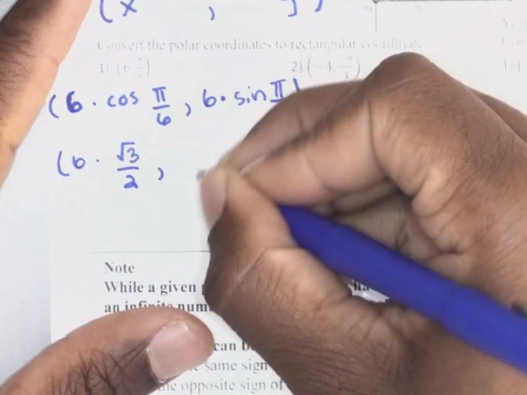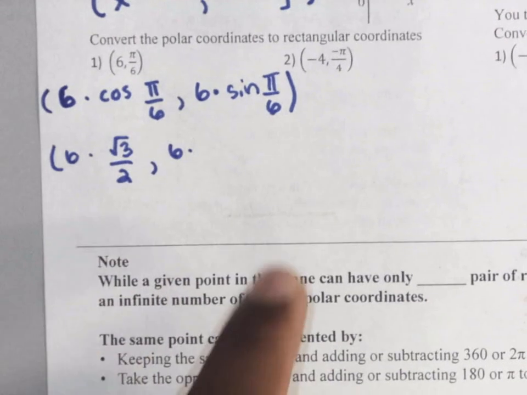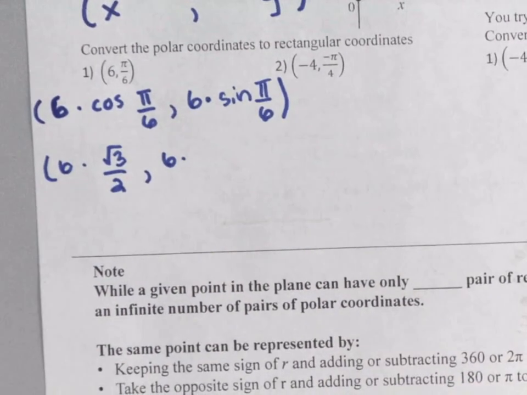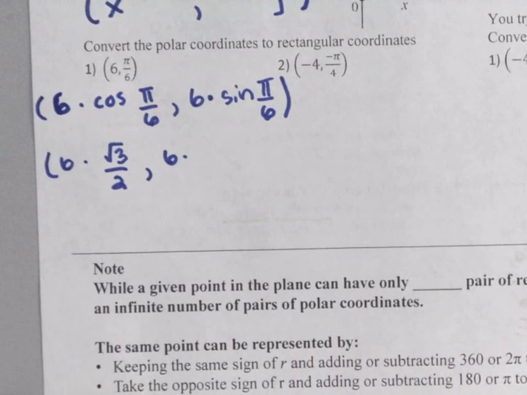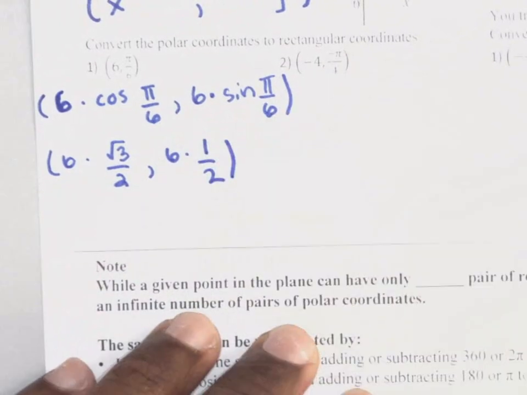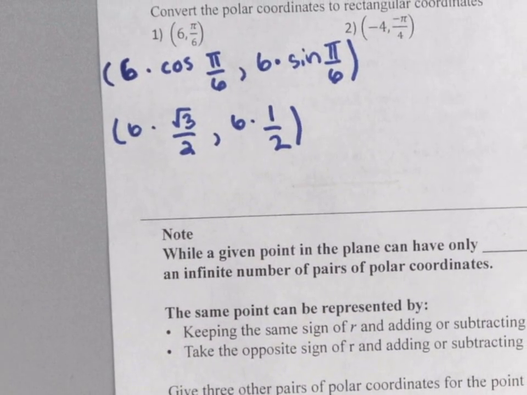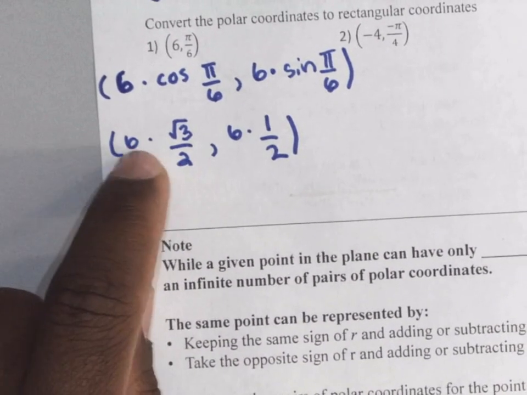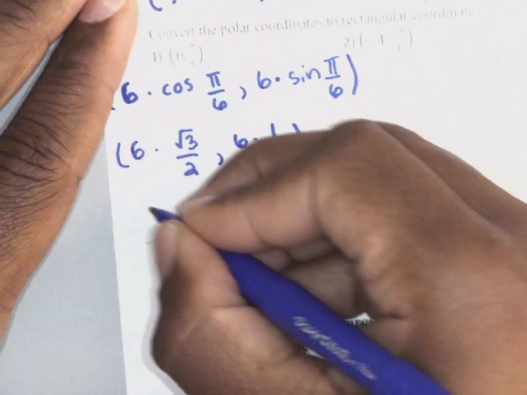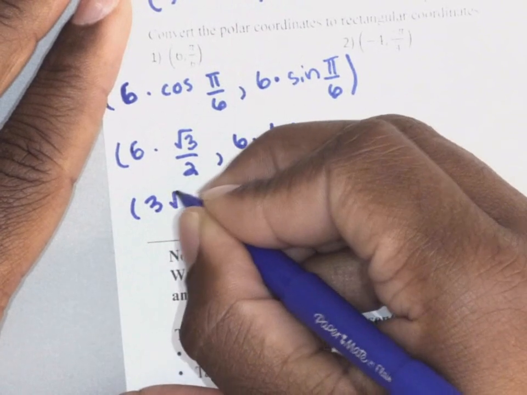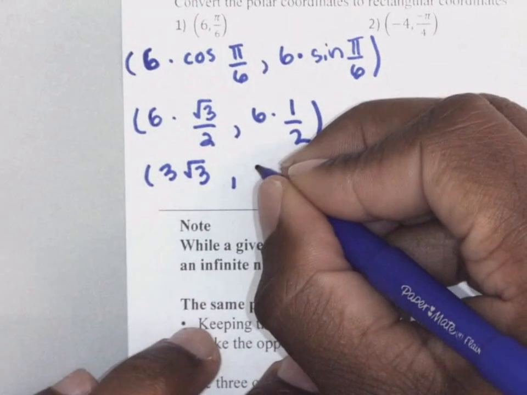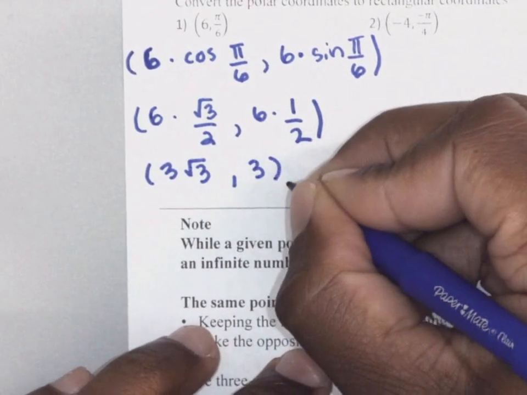Same thing for sine, right? If cosine was root 3 over 2 at this angle, what would sine be? 1 over 2 is the match. So 6 times 1 over 2. Can I reduce these two? Yeah, 6 divided by 2 is 3. Over here, same thing, 6 divided by 2 is 3 as well.